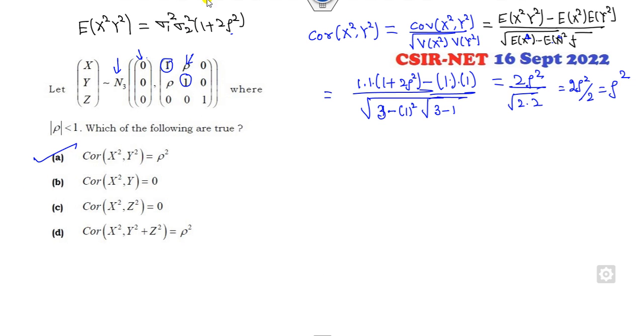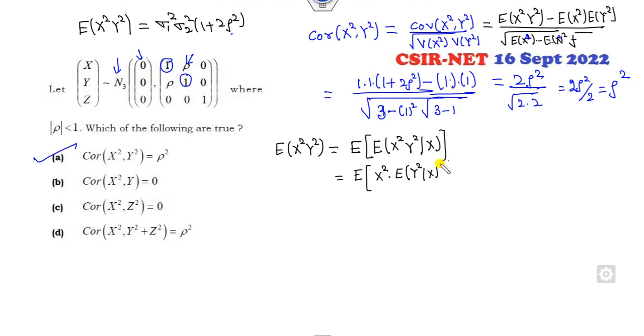There is one more method. Instead of using this, if I want to find E of x square y square and I am not remembering this formula, then by using the conditional distribution I can write this as E of x square y square conditioned on x. I can write this as x square outside, times the expected value of y square conditioned on x.